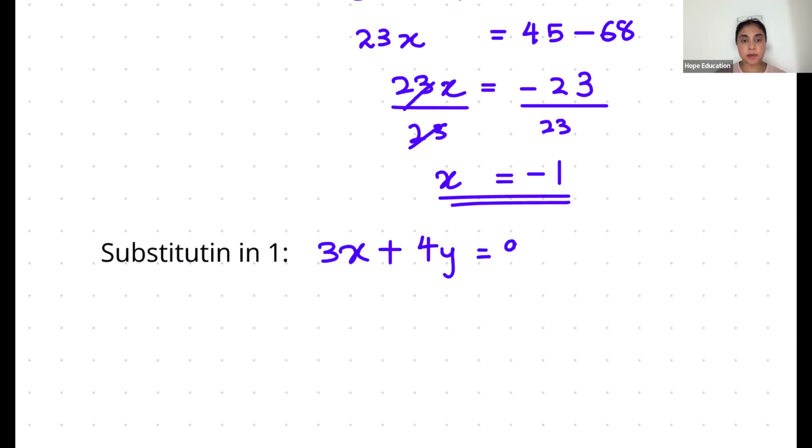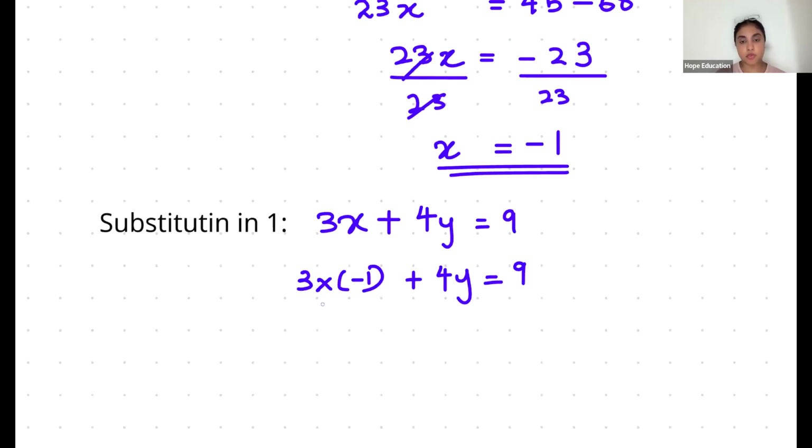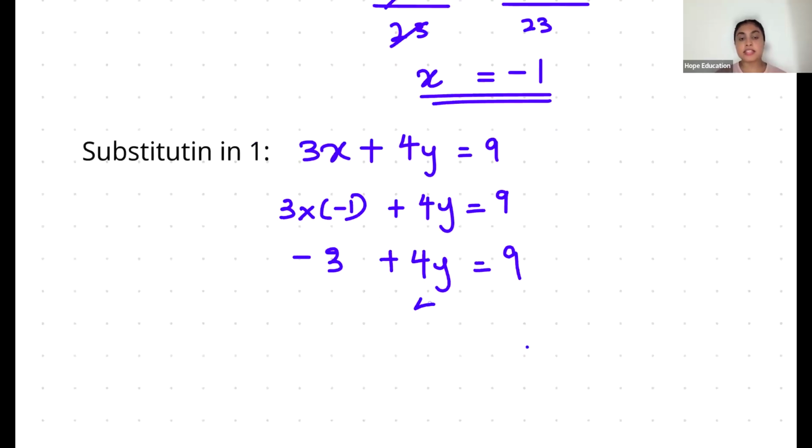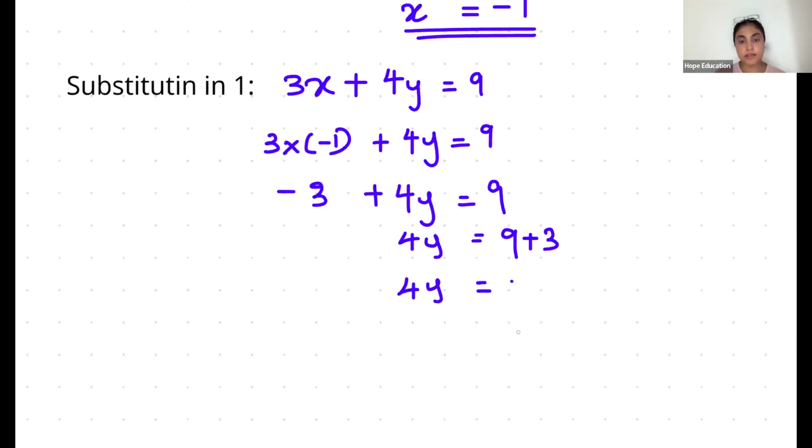So the value of x is minus 1. Plug in: 3 times minus 1 is minus 3, plus 4y equals 9. This minus 3, when I bring it to the other side, becomes plus 3. So 4y equals 9 plus 3, which is 12. Divide both sides by 4. You will get y equals 12 divided by 4, which is 3.